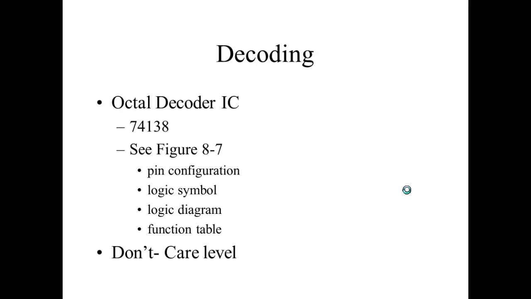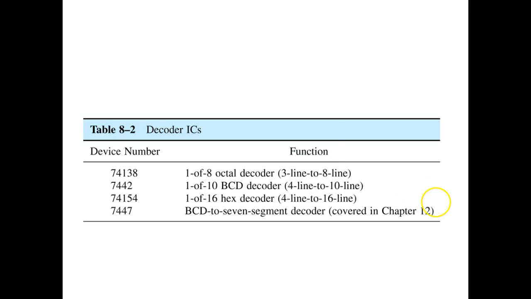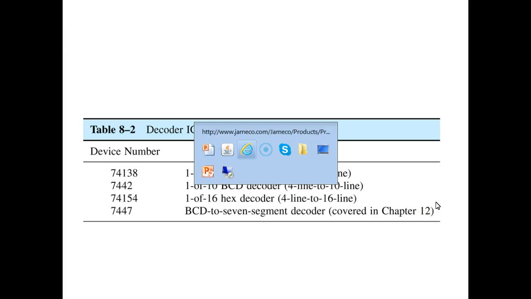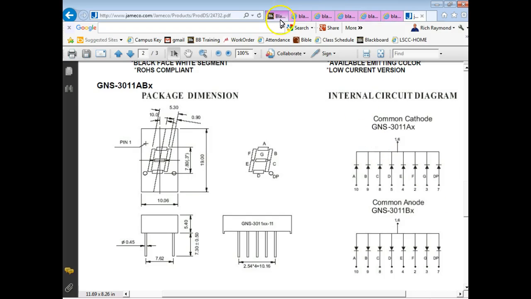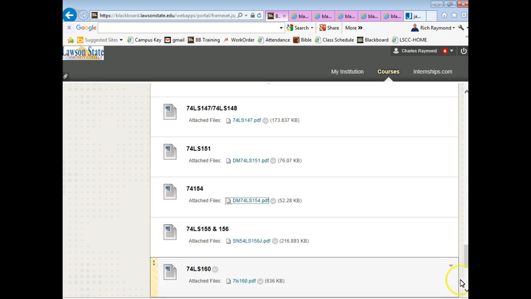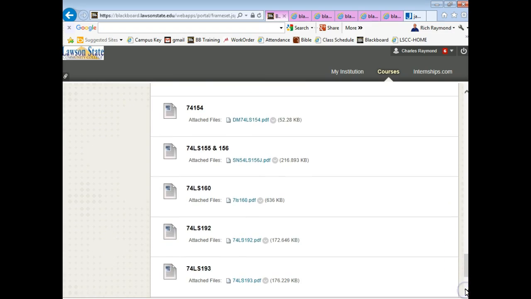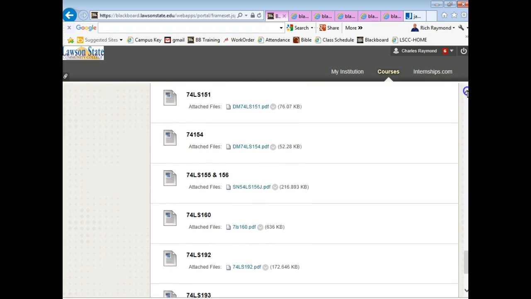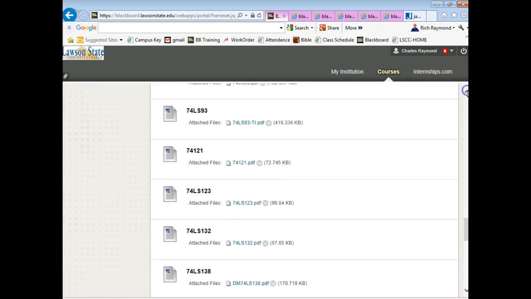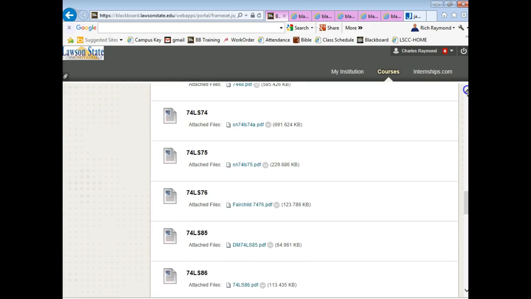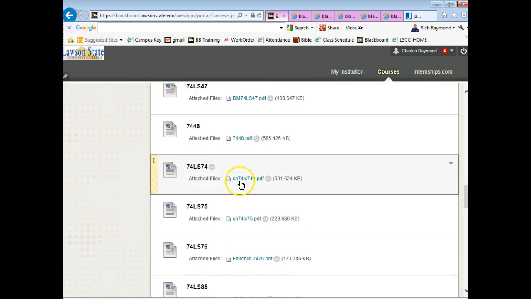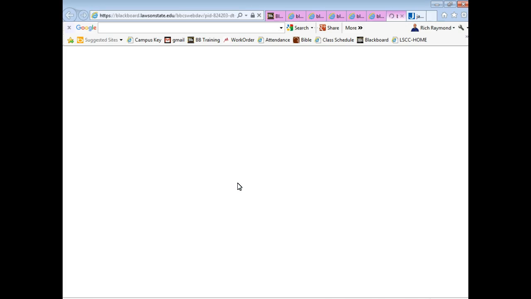Let's look at my 7447. So that should be in our data sheets. A 7448 is a common cathode decoder. A 7447 is a common anode decoder. You'll probably run into the 7447 more than the 7448, because common anode displays are a lot more prevalent than common cathodes.